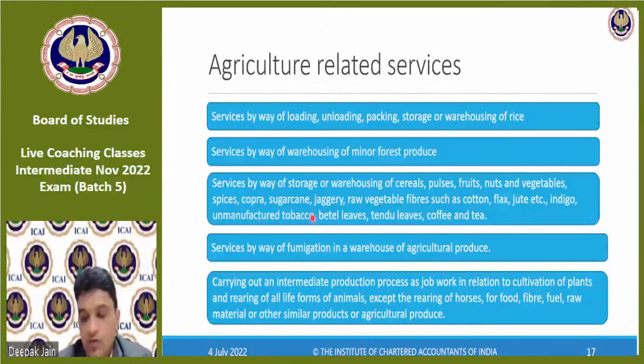Service by way of storage or warehousing of cereals, pulses, fruits, nuts and vegetables, spices, copra, sugarcane, jaggery, raw vegetable fibers such as cotton, flax, jute, etc., indigo, unmanufactured tobacco, betel leaves, tendu leaves, coffee and tea.